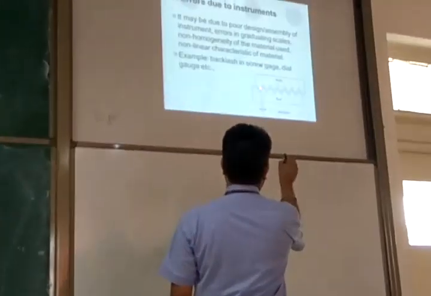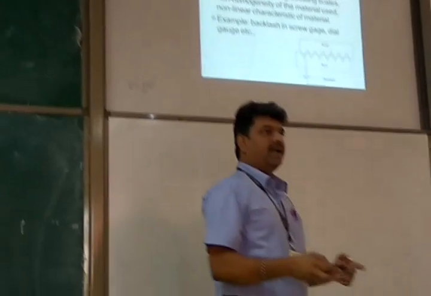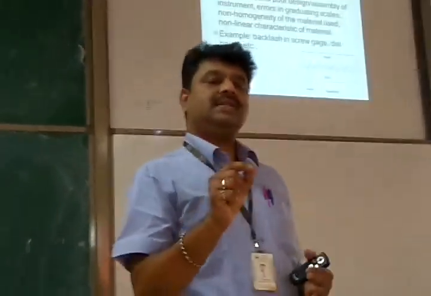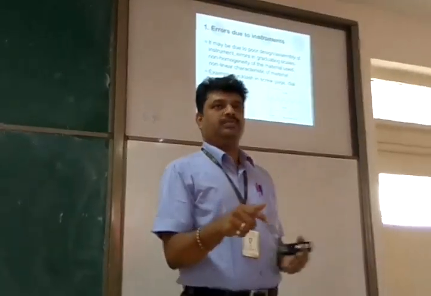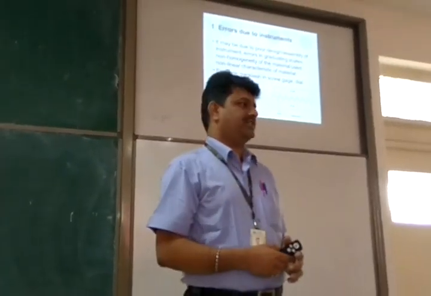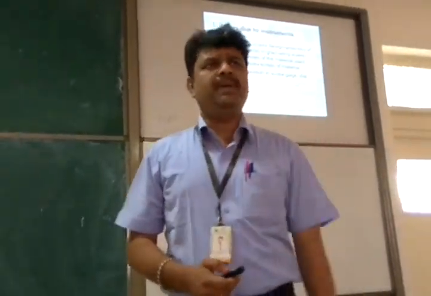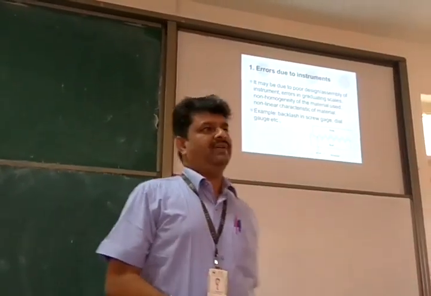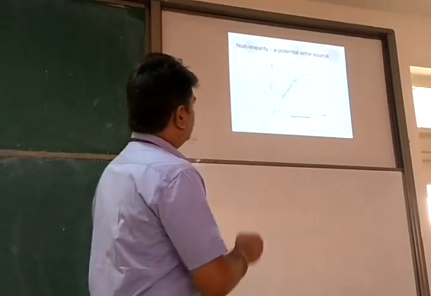For the thread to reach from here to here, there is this much gap, and there won't be movement in the opposite direction. This gap, for which there is no reverse movement, is called backlash. It is a typical problem in most screw-type instruments, a typical example being micrometers. So all these problems will be there.